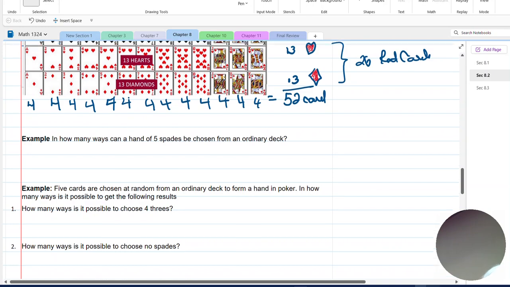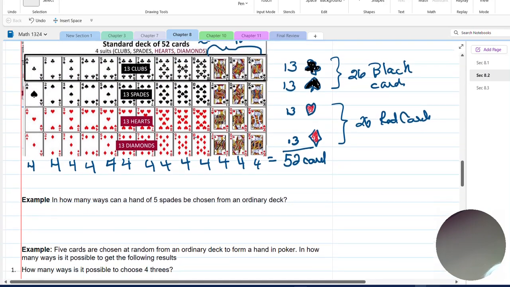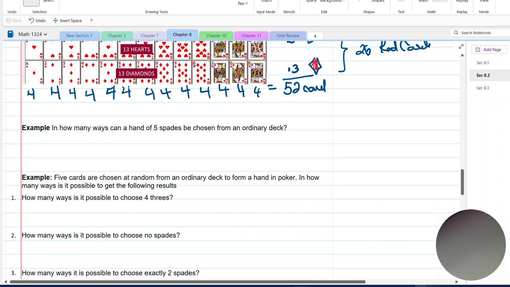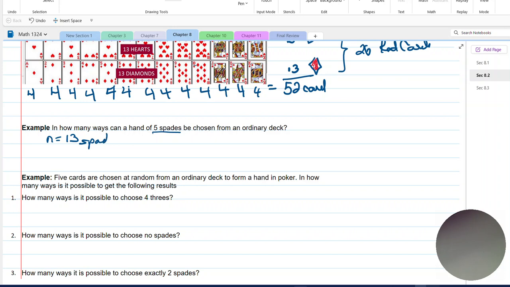All right, so let's do some probability. In how many ways, oh, and we're talking a hand. All right, so we have all the distinctions. So let's see what we've got. In how many ways can a hand of 5 spades be chosen from an ordinary deck? So, from an ordinary deck, how many spades? All right. So, in our spades, we have our N is 13 spades. And we want, in how many ways can a hand be chosen? Our R is 5. And these are groupings.